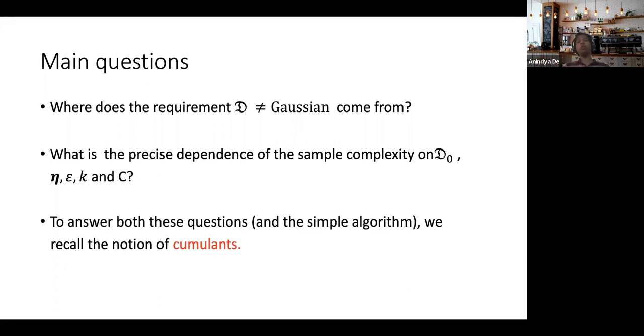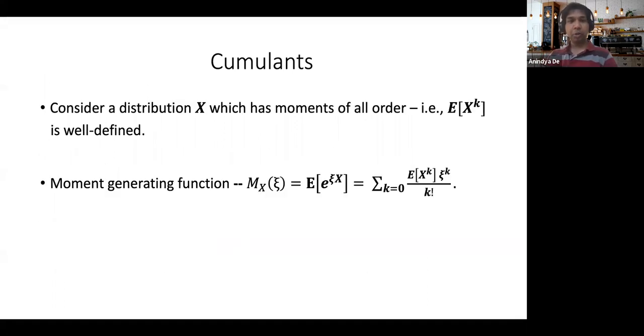And to answer both these questions, first of all, I'll show you the simple algorithm for the hypercube where the data x was coming from the standard uniform distribution of the cube. So I'll show that algorithm, and then I'll show the more complicated algorithm. To do both of that, I'll require the notion of cumulants. I did not really know about what cumulants are until this work, so I'll recall that.